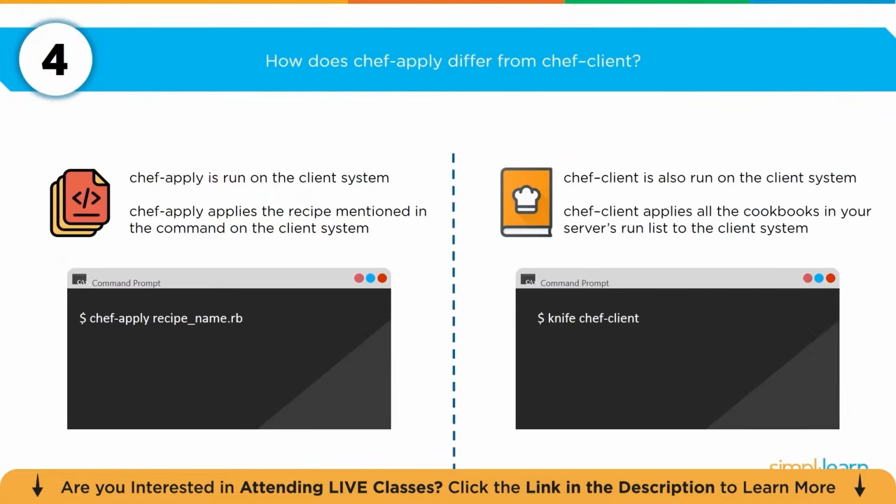So a question you'll get around Chef is, how does Chef Apply differ from Chef Client? So fundamentally, the difference between them is that Chef Apply will validate the recipe that you're working on, whereas Chef Client looks to apply and validate the entire cookbook that's run in your server environment. So one is focused on the recipe and the other is focused on the entire cookbook.